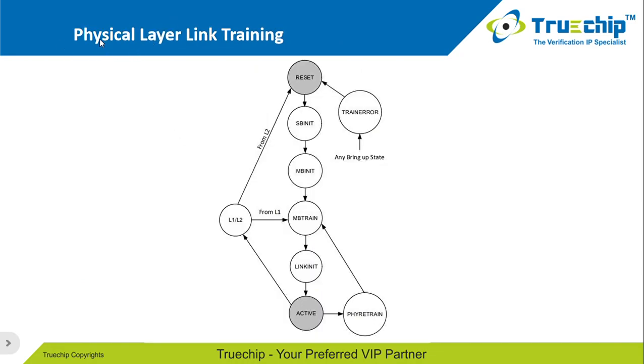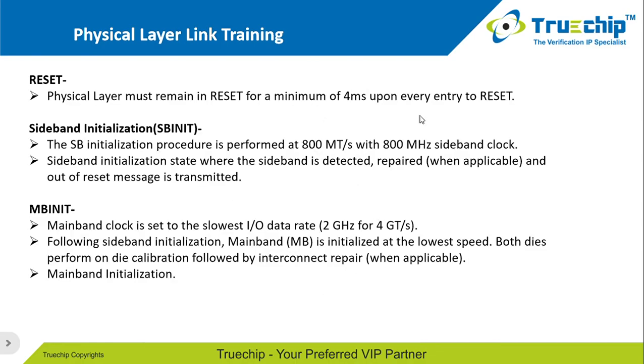The first stage is physical layer link training, where the states are as follows: first reset, then the physical layer moves to SB init state, then MB init, then MB train, then link init, and finally the physical layer moves to active state. So here are the state descriptions. The first state is the reset state. The physical layer must remain in reset for a minimum of 4 milliseconds upon every entry to reset. After moving out of reset, the physical layer enters the SB init state, which is sideband initialization.